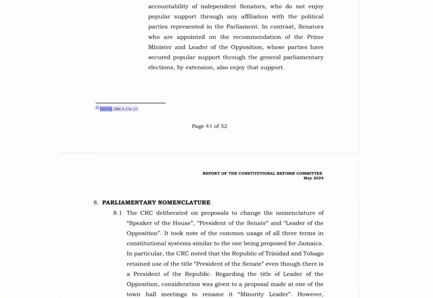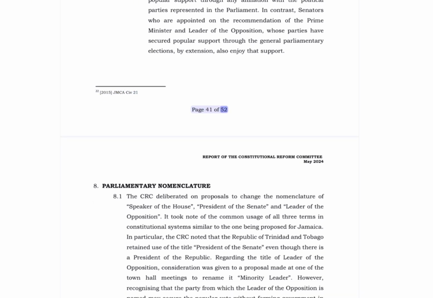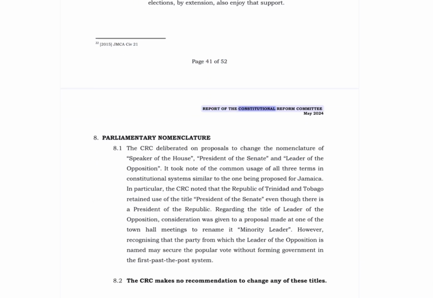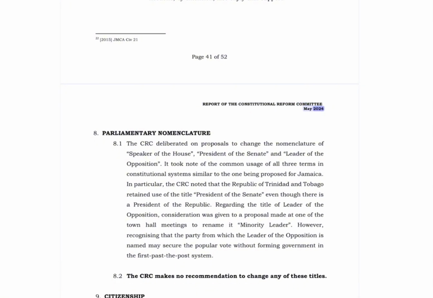22, 2015, JMCA Civ 21. Page 41 of 52. Report of the Constitutional Reform Committee, May 2024.